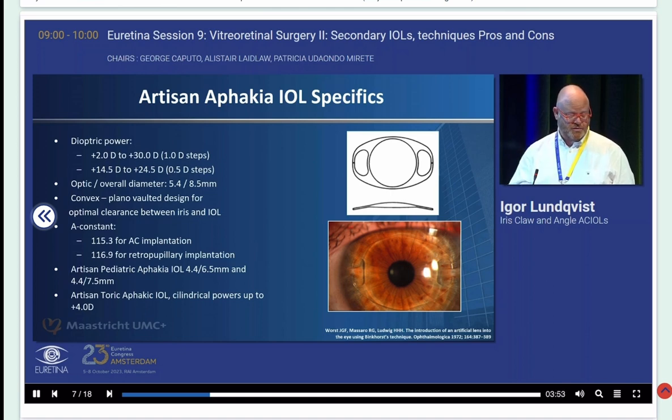There are also pediatric sizes, which are 4.4 millimeters in diameter and slightly bigger overall. And a toric aphakia IOL is also available up to 4 diopters. The multifocal version is not yet available.